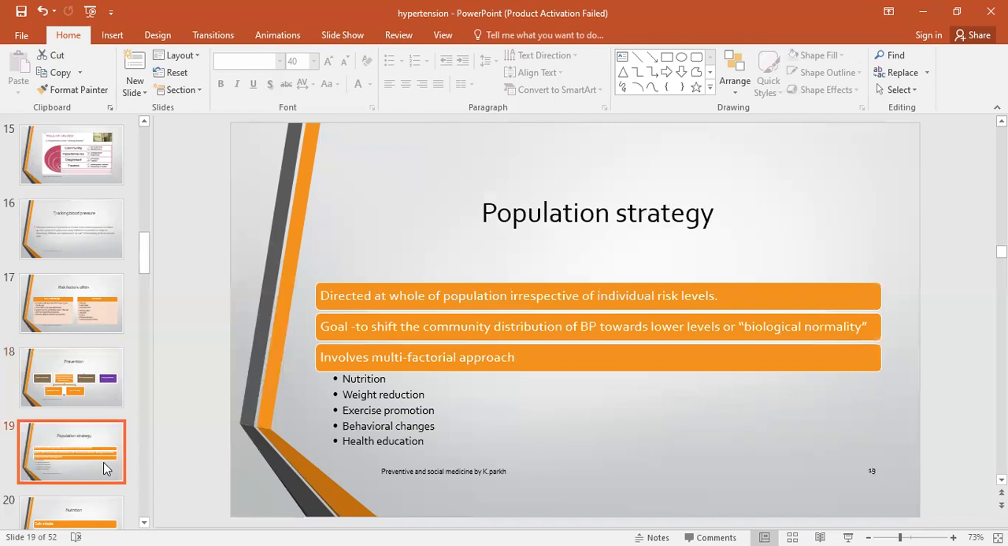What can we do in the population strategy? It is directed at the whole population, irrespective of individual risk level, with the goal of shifting the community distribution of BP towards a lower level or biological normality. It involves a multifactorial approach: changes in nutrition, weight reduction of the community, exercise promotion, behavioral changes towards eating style, and health education.